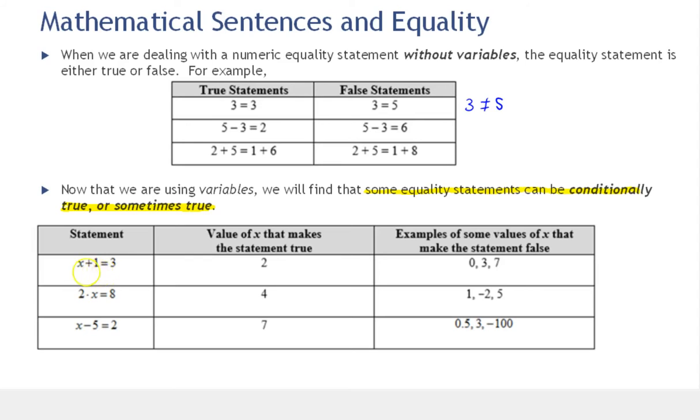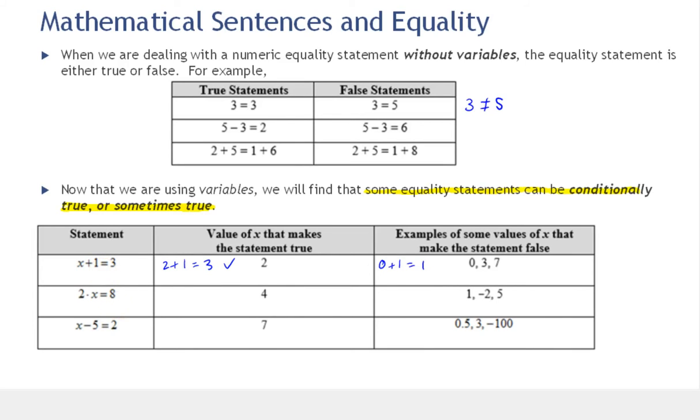So for example, x plus 1 equals 3. If I replace x with the value 2, and I add 2 plus 1, the left-hand side does in fact equal 3. So this statement is true when x equals 2. What if I put in a different value for x? Maybe 0, 3, or 7. I'm going to put in 0. If I replace x with 0, and I add 0 plus 1, I get 1. That is not equal to 3. So 0 is a value that makes this statement false. Okay? And then you can look at these other examples.